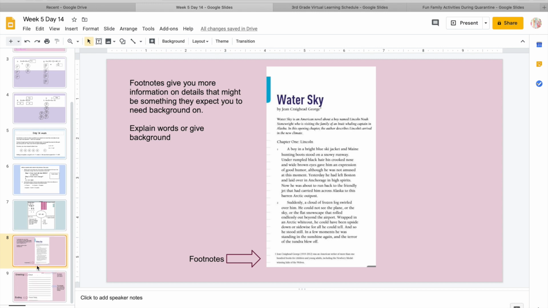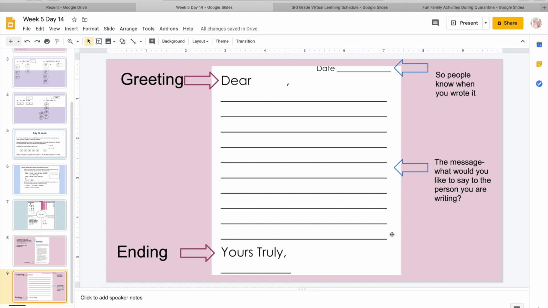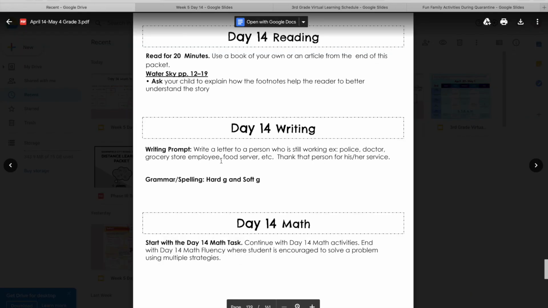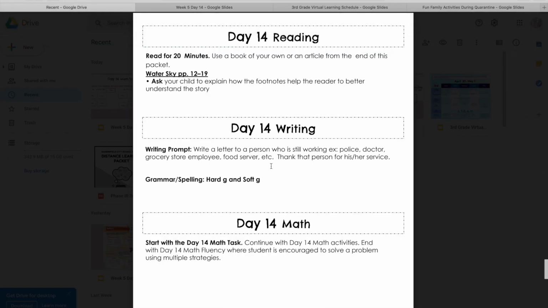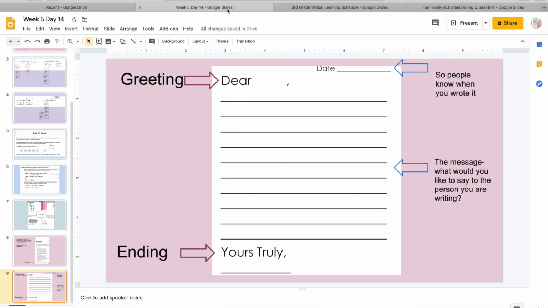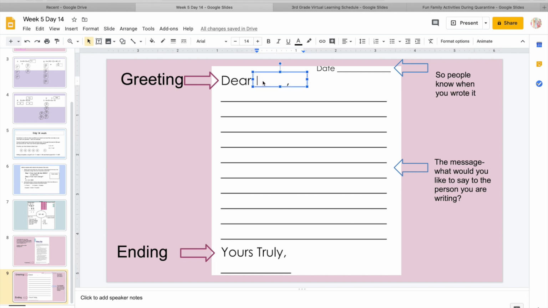Okay, so the last thing you're going to do for your writing is you're going to write a letter. And today it's write a letter to a person who is still working. So like the police are still working, doctors are still working, grocery store employees, food servers, different people like that. And we're going to thank them for their service. So you're going to put dear whoever. Maybe you want to write to a police officer. So dear police officer, whoever you're writing to. Remember, it's important during the greeting to tell who you're writing to so we know who it's going to.